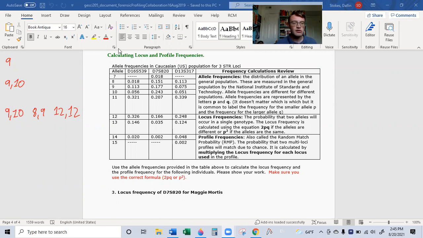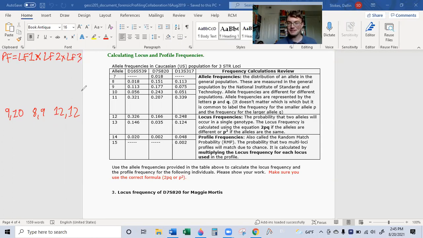So a profile frequency, I'll abbreviate it PF. Profile frequency is calculated by finding the locus frequency of the first combo, times the locus frequency of the second combo, times the locus frequency of the third combo.